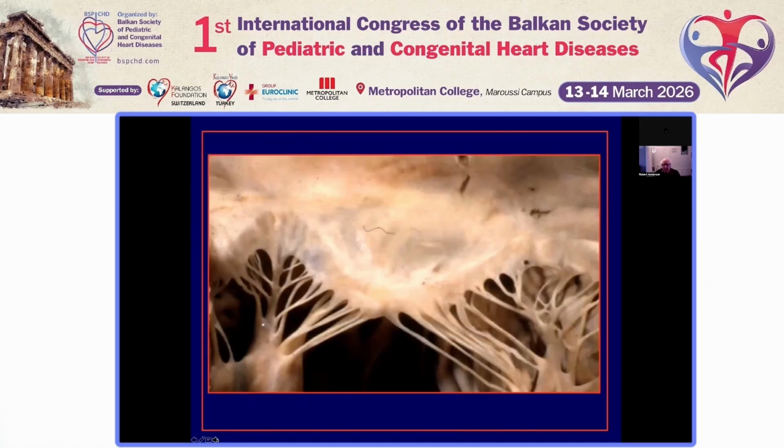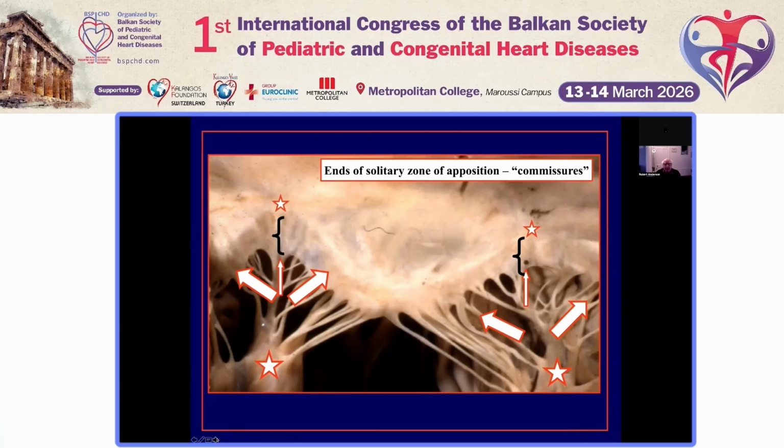So when we open the valve, we can see the support provided by the tendinous cords, which of course arise from the papillary muscles. And each papillary muscle supports both of the leaflets through the tendinous cords. One of those cords is particularly prominent, and we call that the commissural cord. But note that the commissural cord does not extend all the way to the junction, because we have the area made up by the commissural leaflets. And there are the ends of the solitary zone of apposition, which I'm sure you call commissures.